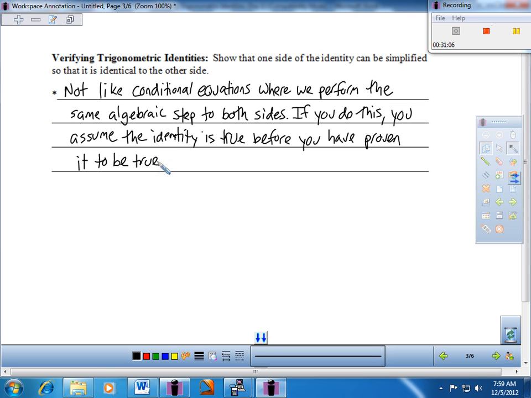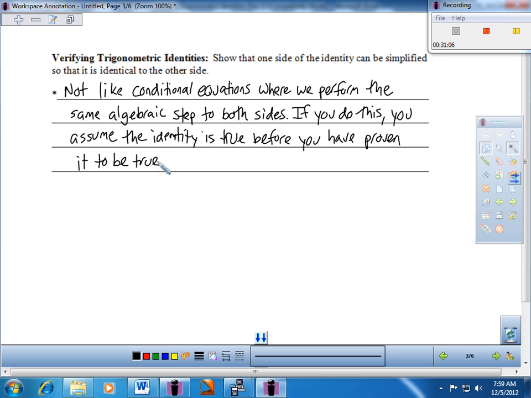So verifying these identities, everybody, is like a proof. And so what we're going to do is prove that one side of the equation is the same as the other side of the equation. The analogy I like to use is the other side of the equation is like the answer in the back of the book. You can't use it. It's there. You know what it is, but you can't use it. You're trying to get to the answer. So think of it that way. One side of the equation is what you're working on. The other side of the equation is the answer in the back of the book. I know what the answer is. I just can't use the answer.